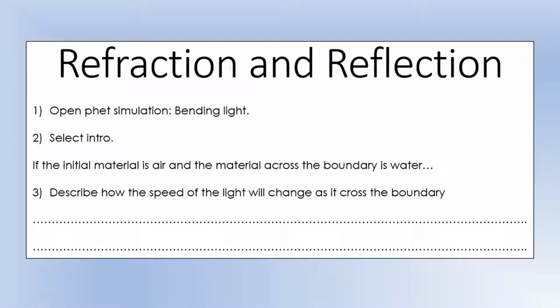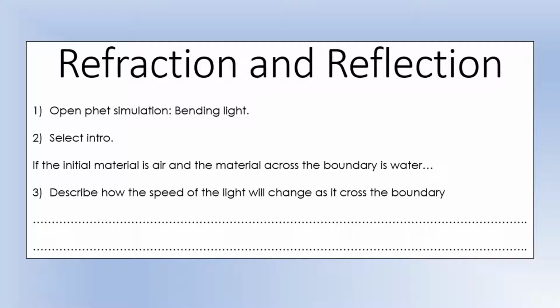Okay, so this is an activity to work on once you are happy with your knowledge on refraction and reflection, to see whether you really know what you're doing. And I'm going to do it using a PhET simulation. That's a website called PhET, and it's a simulation called Bending Light. So you're going to want to open that simulation, get it running, and select intro mode. We're going to make the initial material air and the material across the boundary water. You can do that by changing the settings.